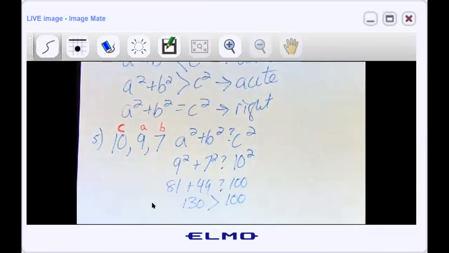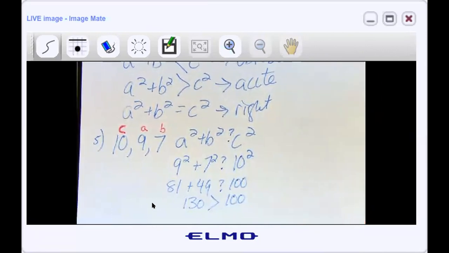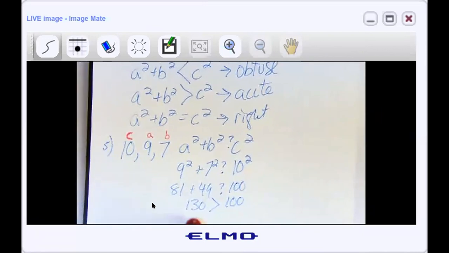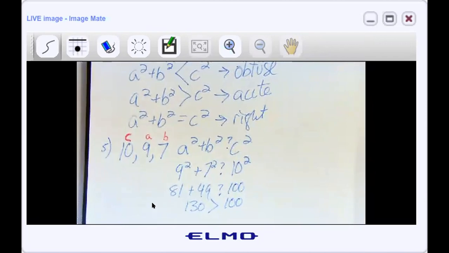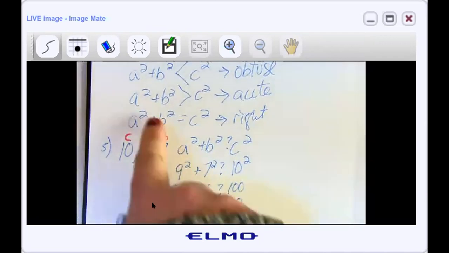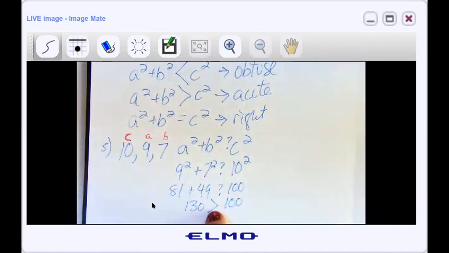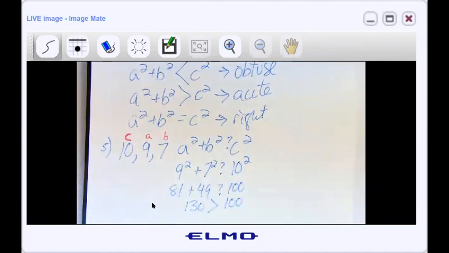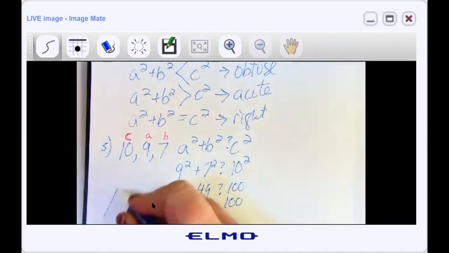So if you look back up at our little handy dandy chart we just rewrote right at the top: if A squared plus B squared is greater than C squared, what do I have? Is it obtuse, acute, or right? It's acute, yes. So if I match it up, look at my arrow. My arrow matches with this one, so it's acute. That's your answer on this one.